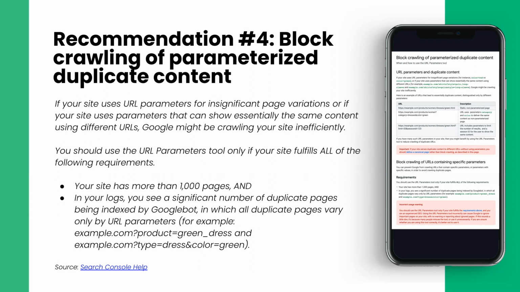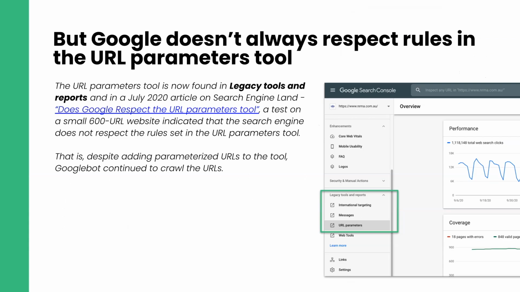You should use the URL parameters tool only if your site fulfills all of the following requirements: your site needs to have at least 1,000 pages or more, and if you review your logs, you see a significant number of duplicate pages being indexed by Googlebot, in which all duplicate pages vary only by the parameter by itself. And this is Google's recommendation on when you would use the URL parameter tool. However, this tool has now been relegated to the legacy tool section of Google Search Console. So we don't really know what the future of this is, and I'll get to it later.